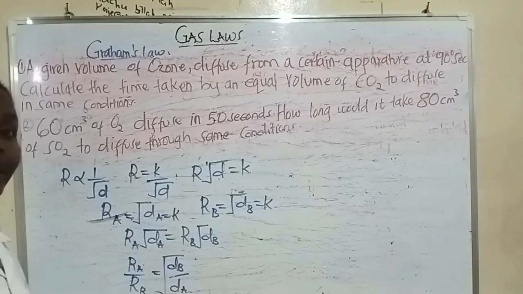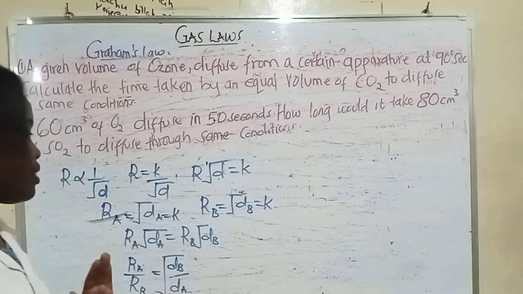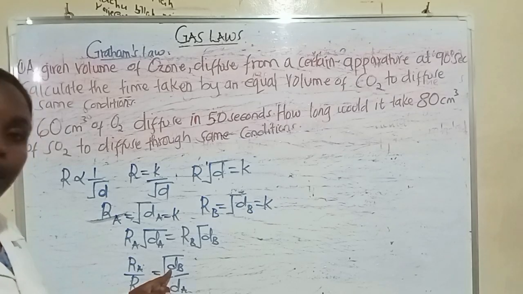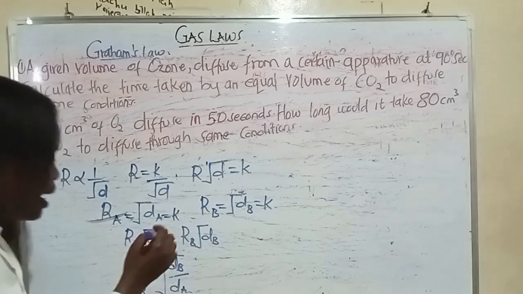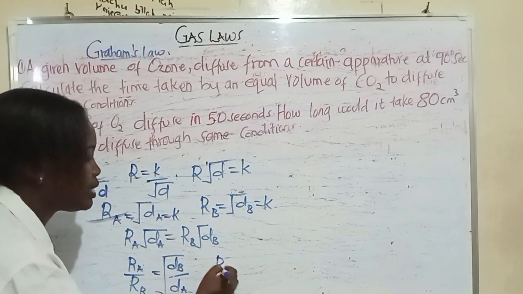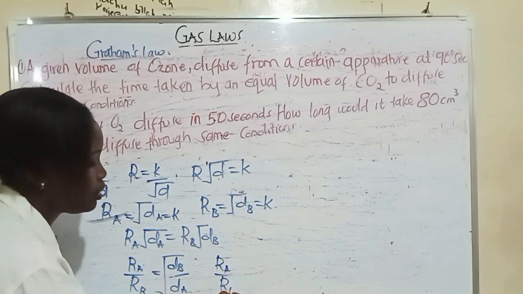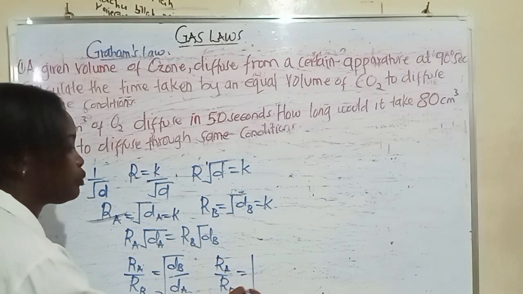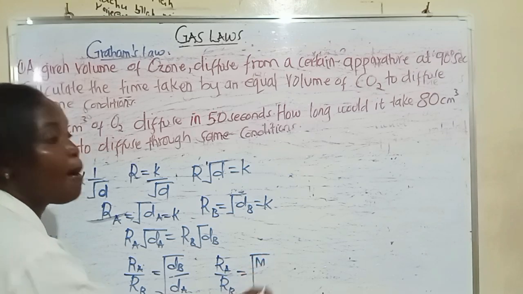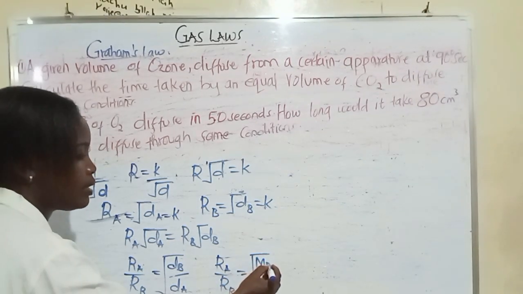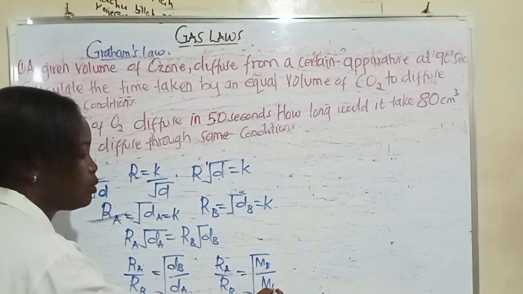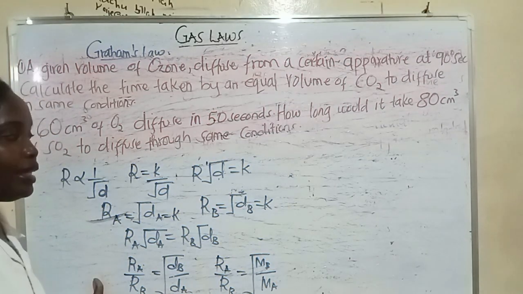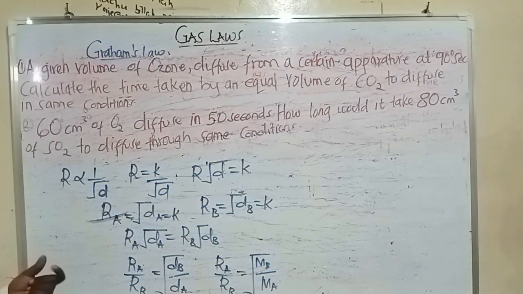If we're comparing gases and the gases have the same mass, we are going to use mass in place of density. Thus, we are going to have a formula that is Ra over Rb, where R is rate, equal to the square root of Mb, your mass B, over mass A. So that is it about Graham's law of diffusion.